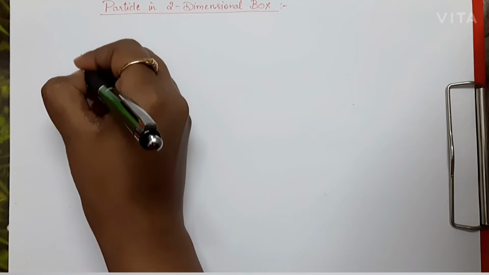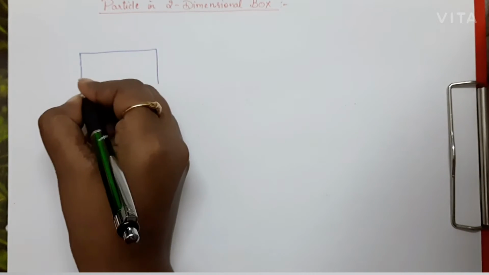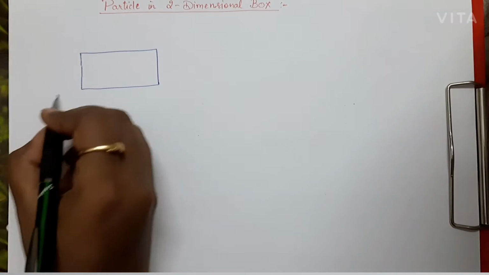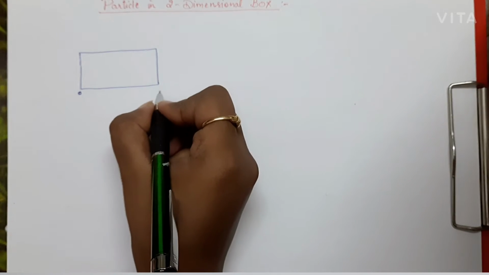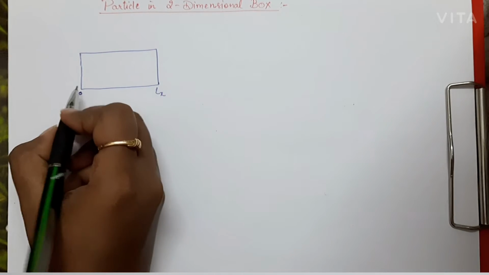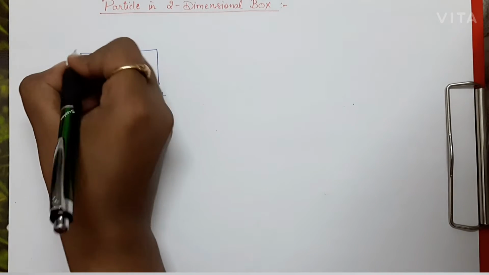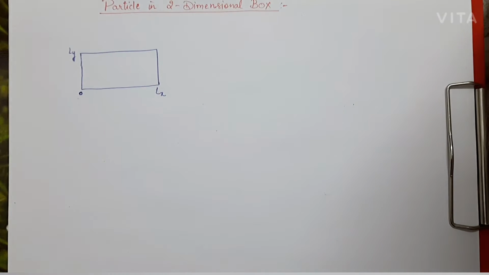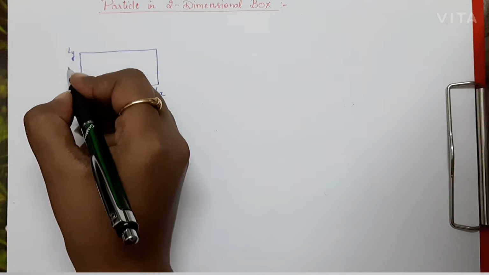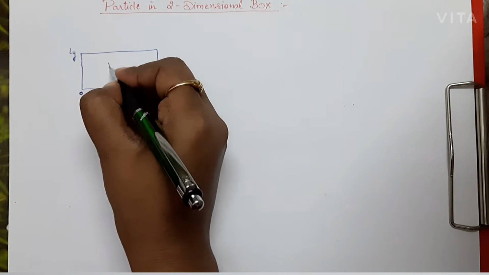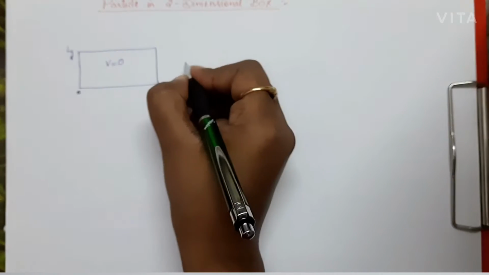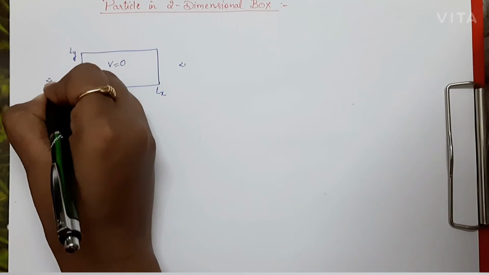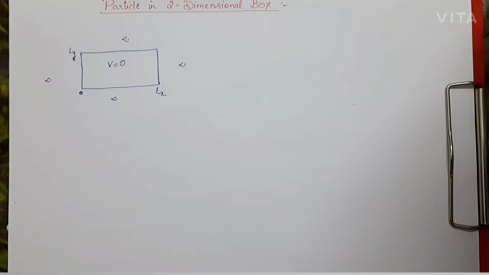So suppose we are having a two-dimensional box, and along the x-axis the length is 0 to Lx, and along the y-axis the length is 0 to Ly. So this is the two-dimensional box, and inside the box the particle can move, it will have a potential of 0, right? And elsewhere, anywhere outside this box, it is going to have a potential of infinity, right?